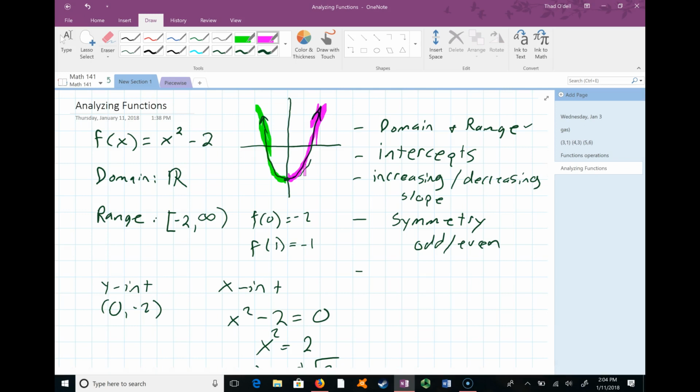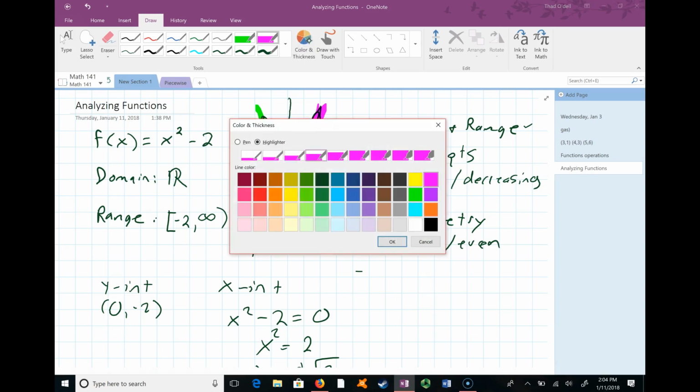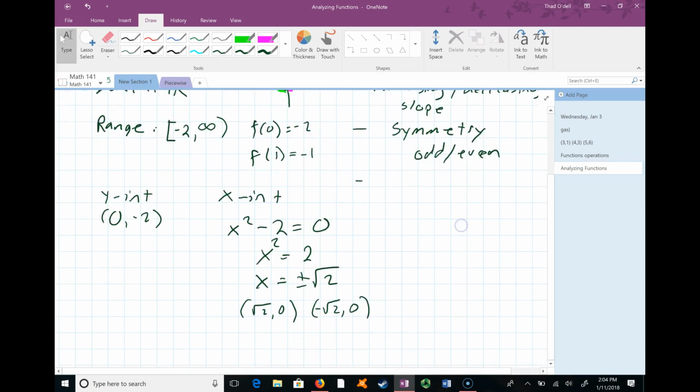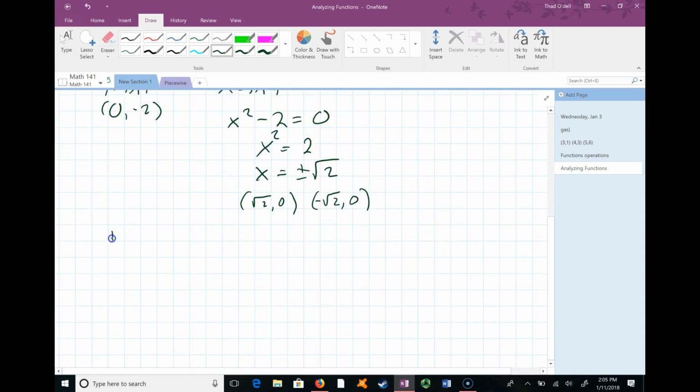So the way we describe this is we would say that the function is increasing from 0 to infinity. Notice I put a soft bracket on 0 because it's not doing anything at 0. It's flat, neither increasing nor decreasing.